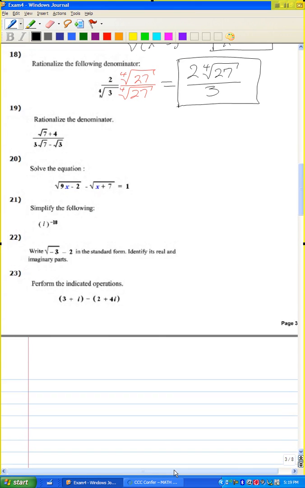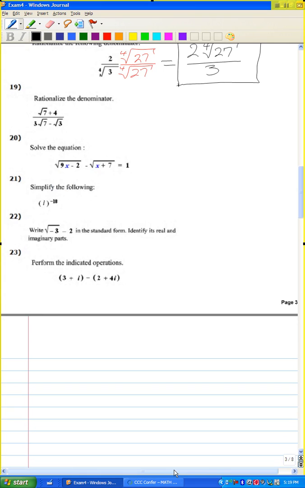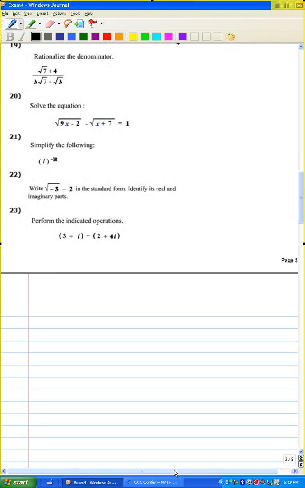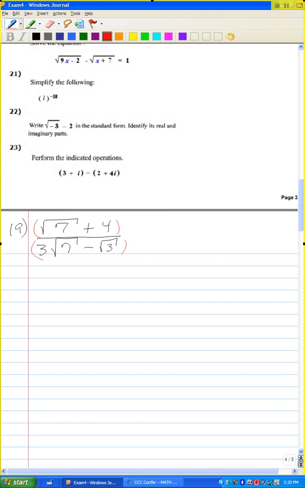Okay, so let me do this. So this is problem, I don't think I have enough room for 19. So I'll do 19 down here. Rationalize the denominator. So I'll take the square root of 7 plus 4 over 3 radical 7 minus radical 3. So let me rationalize the denominator. Let me multiply and divide by the conjugate of the denominator, 3 radical 7 plus radical 3.